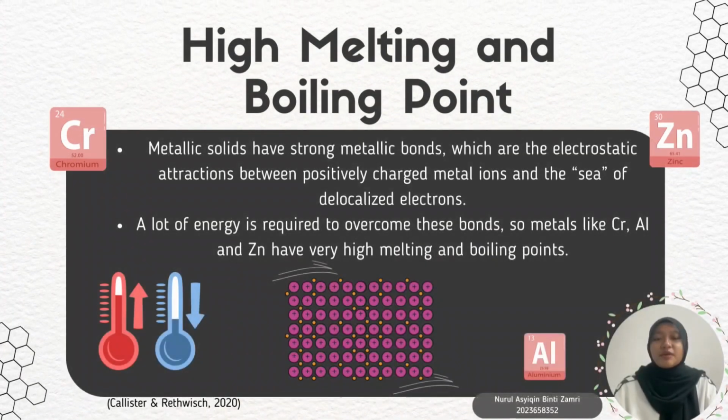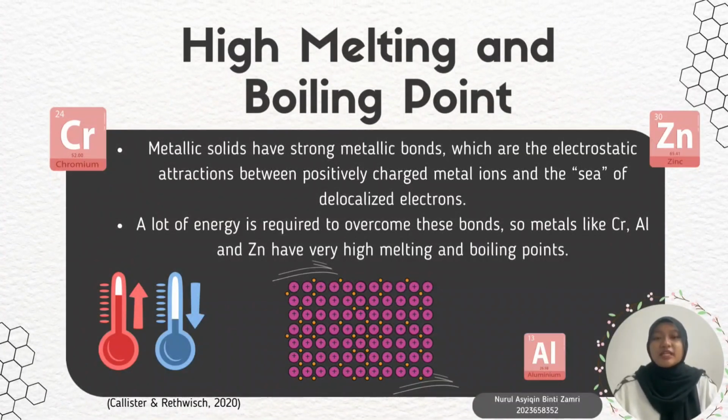Next, I will explain the properties of metallic solid. First one is high melting and boiling point. Metallic solids are held together by strong metallic bonds. These bonds are formed by the electrostatic attraction between positively charged metal ions and a sea of delocalized electrons that move freely throughout the structure.